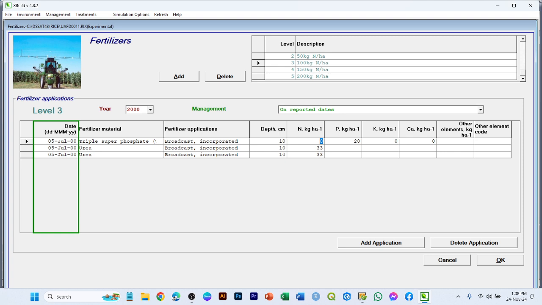So this is all about your fertilizer, right? Understand? Can we go ahead? Okay. Then organic amendments.